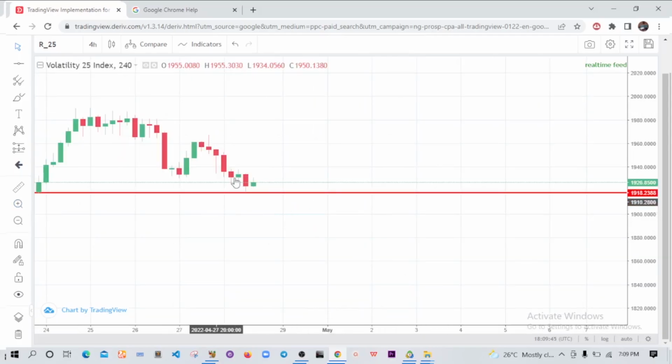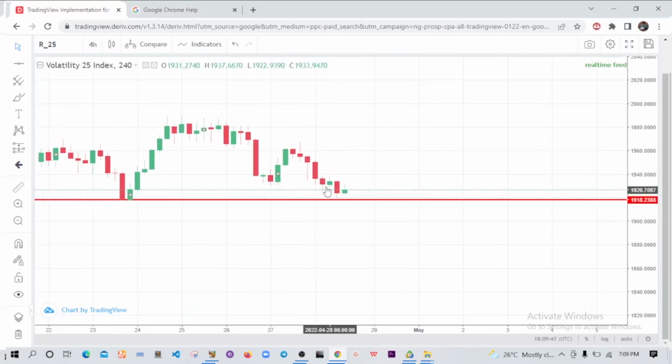Now on a support level, you can see we had a hammer right there, which is a bullish pin bar candlestick pattern before this pullback and this particular candlestick that is forming. Okay, so you can actually enter a trade here.